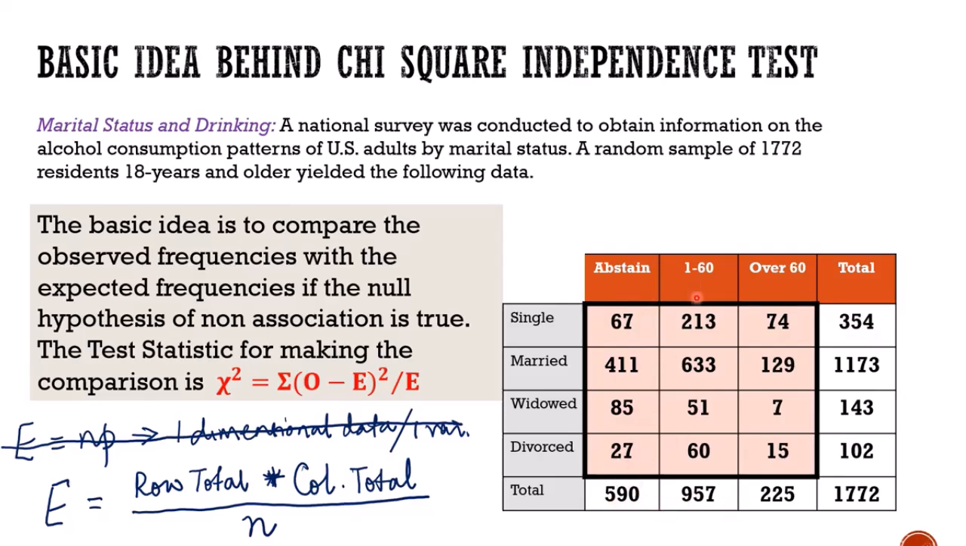All right, the totals of each column. So essentially, for single abstain, the expected frequency is going to be 354 multiplied by 590 divided by 1772. To find the expected frequency, we have to use this formula, and once we find all our E values, we can go ahead and subtract E from O, and then go through the process like we worked through the table in the previous case of the goodness of fit test.